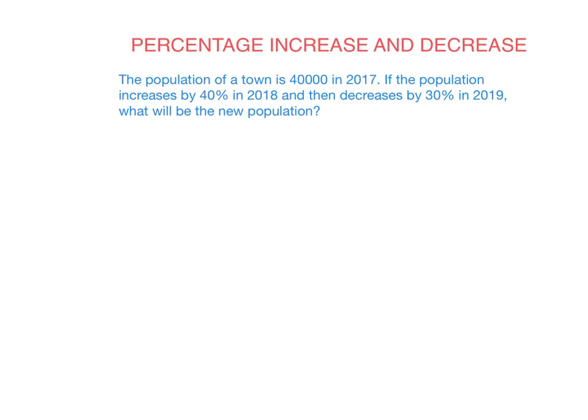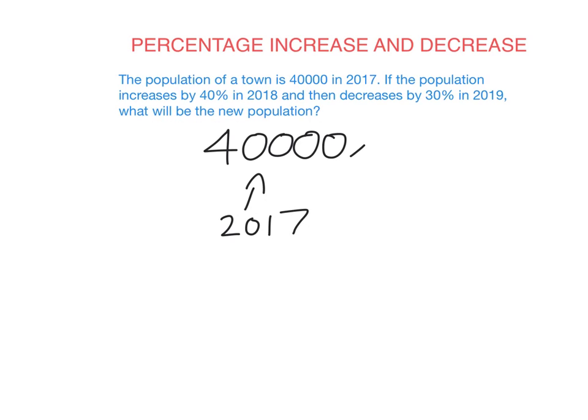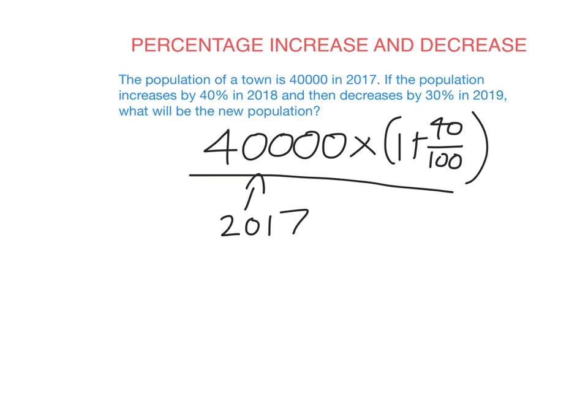So the population starts at 40,000. So that's where we are in 2017. Now, it increases by 40%. We know how to do that now. We just times by 1 plus 40 over 100. So then this whole thing here is how many people are living there in 2018. But it's this whole answer that we get that is decreased by 30%, not the original population of 40,000. We're not decreasing that by 30%.